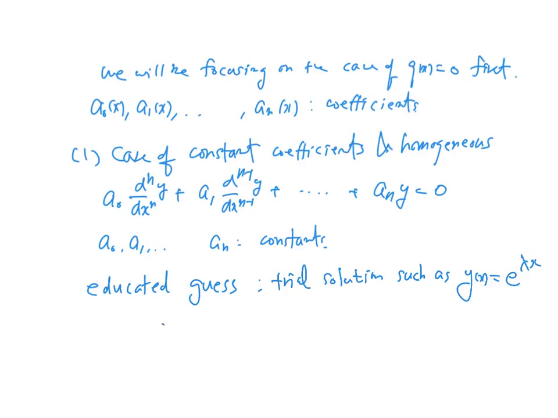So making an educated guess. 찍는다. It's not a good expression. Maybe I can say 추측한다. A bit more sophisticated, right? 추측한다. So let's try to make the educated guess.